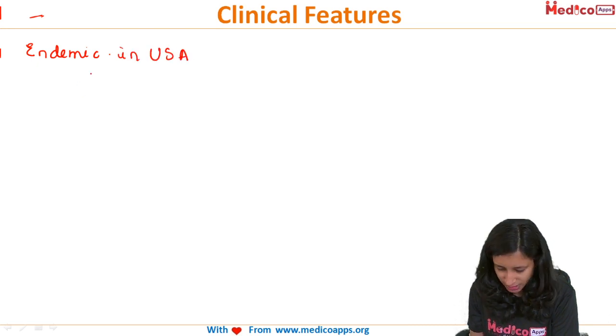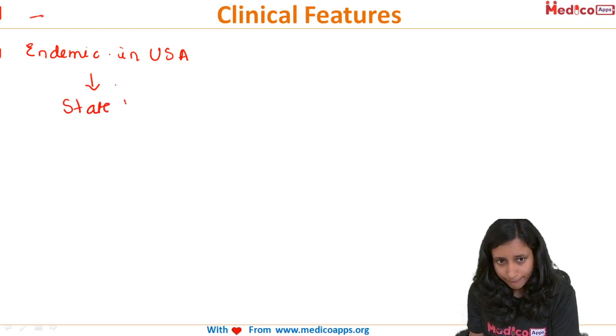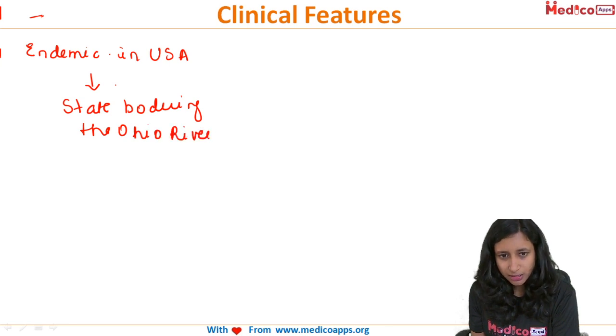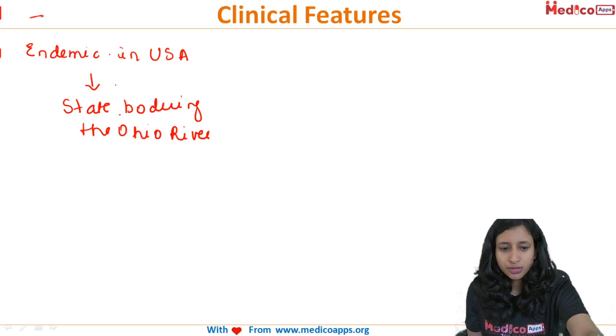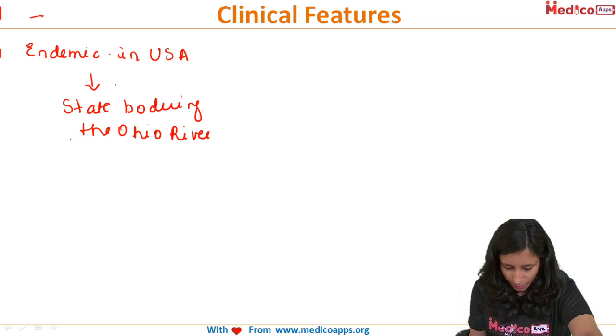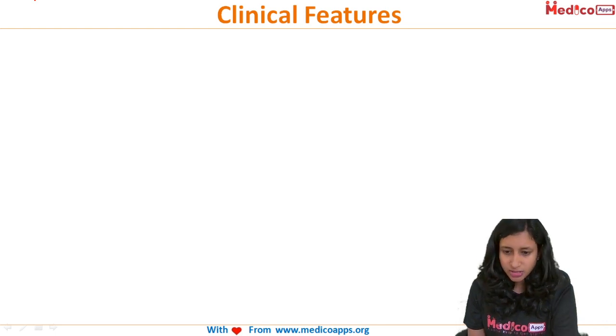And it mainly involves the states bordering the Ohio River. These are of great importance because certain questions will give you an idea about what the condition could be based on the location, right? That's the reason why you should know this. Pathogenesis is mainly by inhalation of spores, and these circulate in the air after the soil is disturbed. So this is what happens.